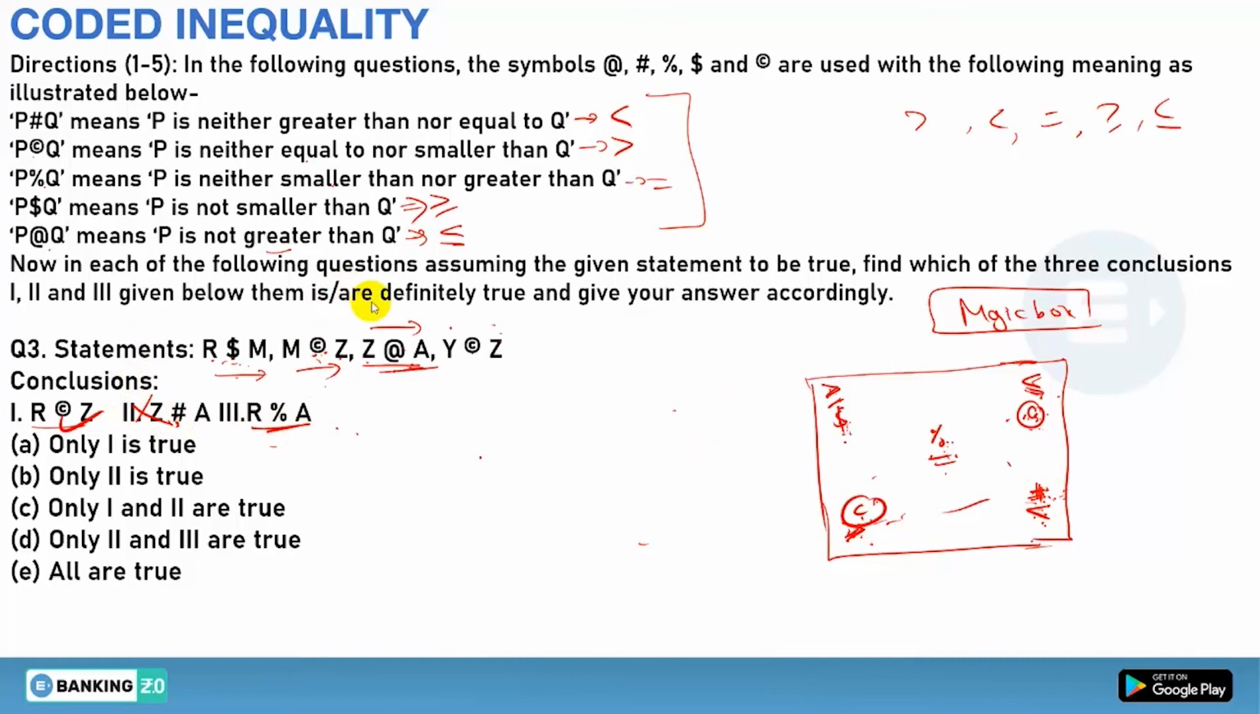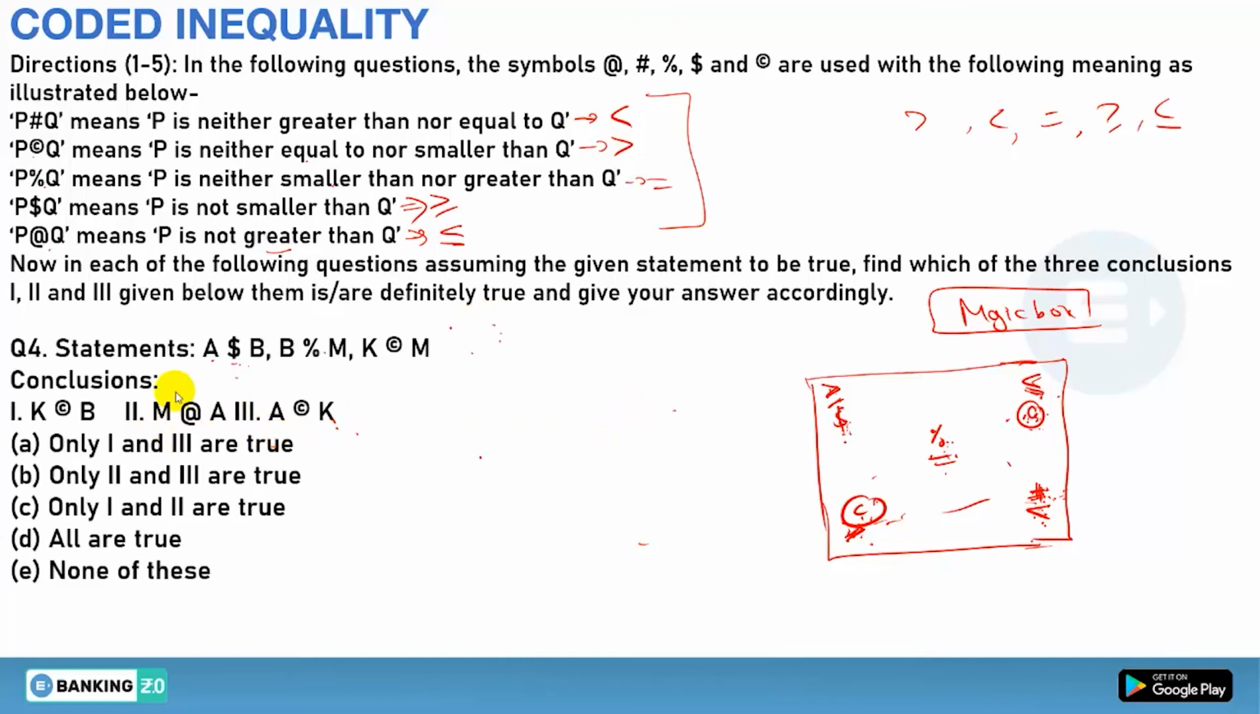Now R to A. How can you reach from R to A? R to M, M to Z, and Z to A. So we are getting dollar, copyright, at the rate. Dollar and at the rate are horizontal, so the relationship can't be defined. So only the first is true. That is option number A. Clear? Done? Okay. So this is how you have to solve the question. Very easy and very fast you can solve them. Now let's see question number 4.